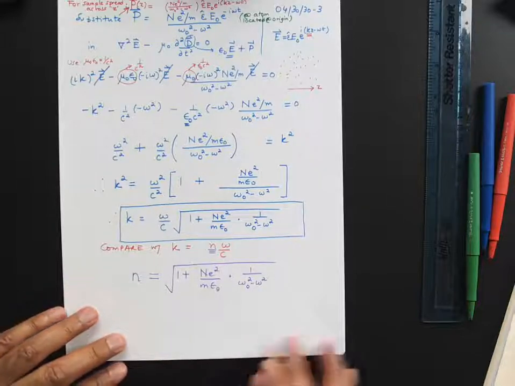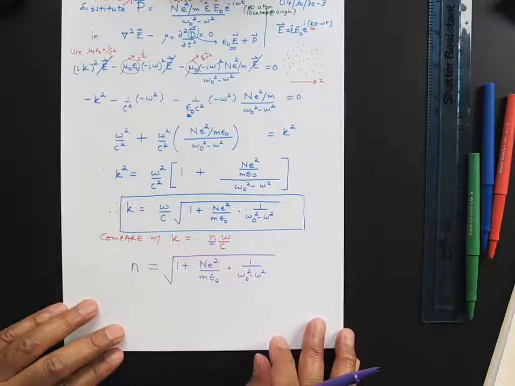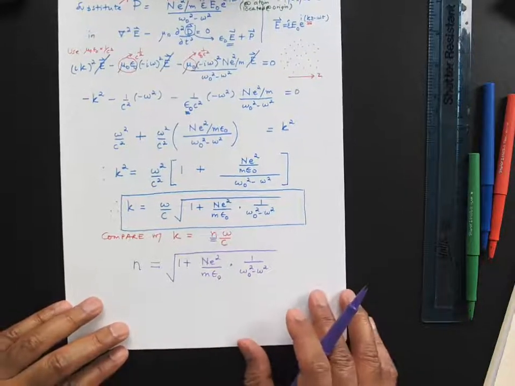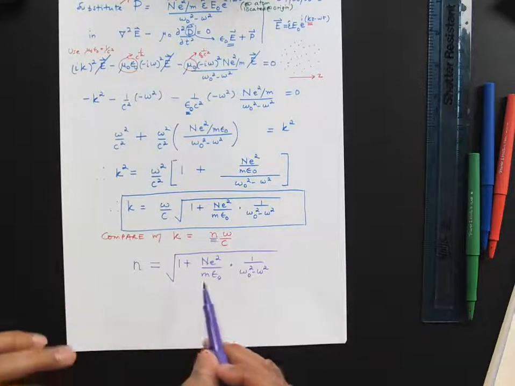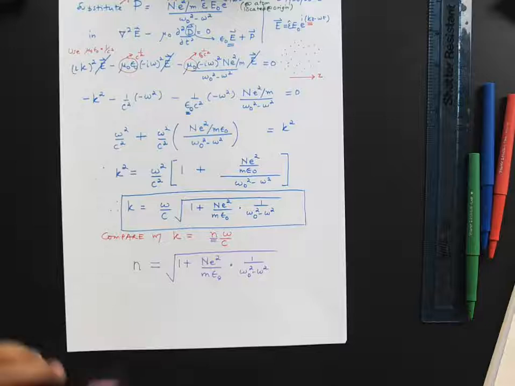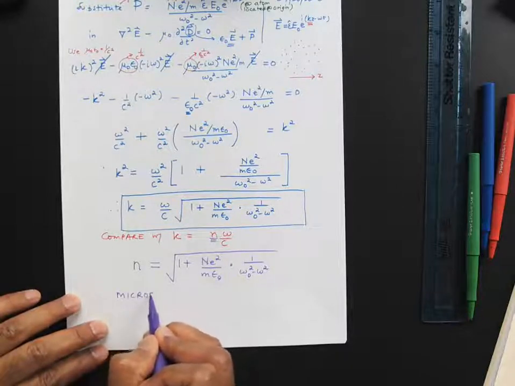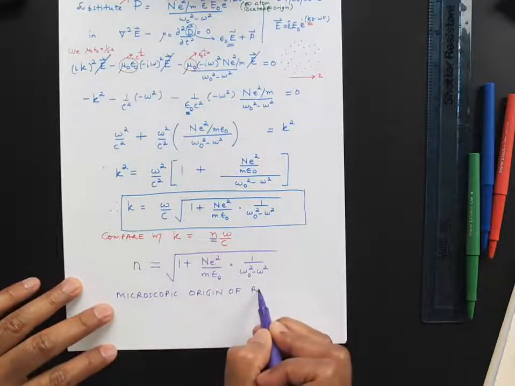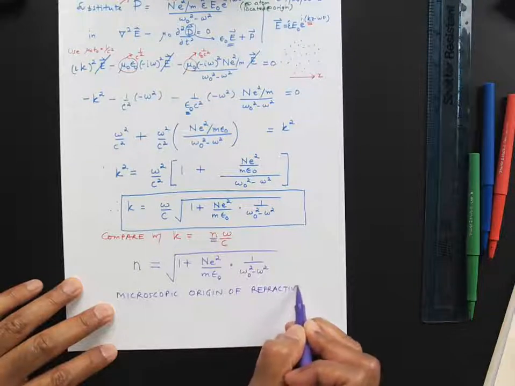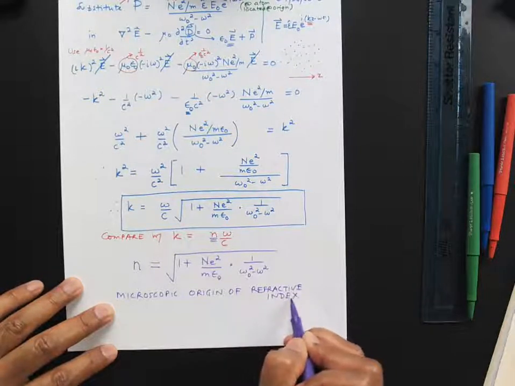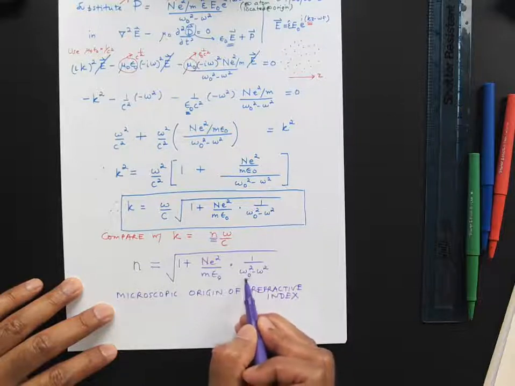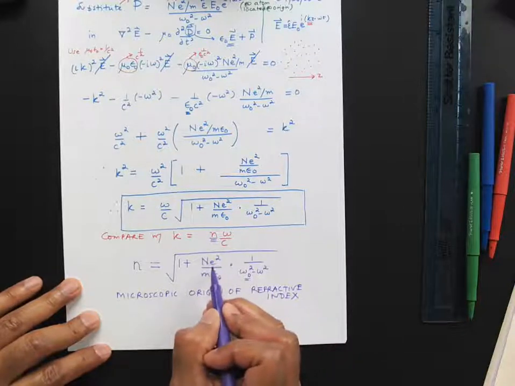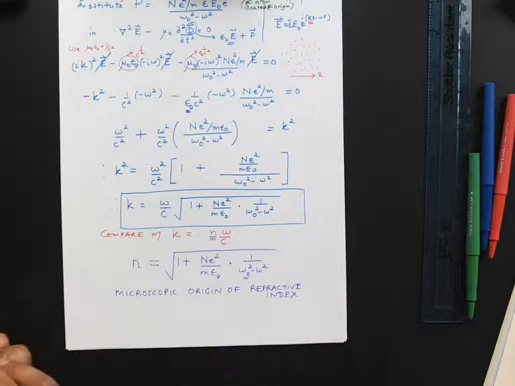Okay, so there it is. And so now for the first time, we have a microscopic origin for the refractive index. And it's written in terms of atomic stuff, like the natural frequency for the electron, and then the charge of the electron, mass of the electron. So it's the first time we have such a relationship.